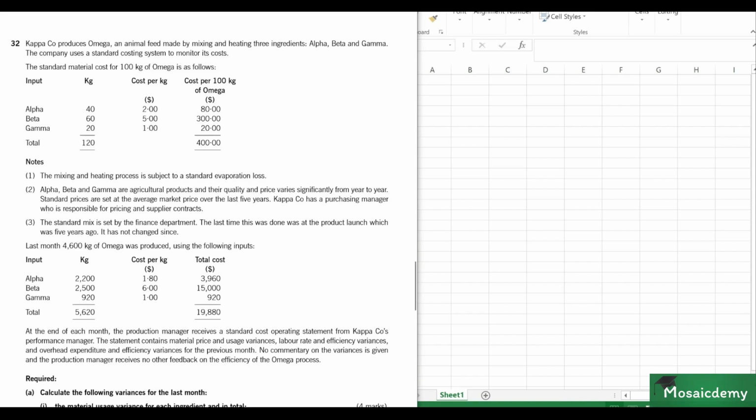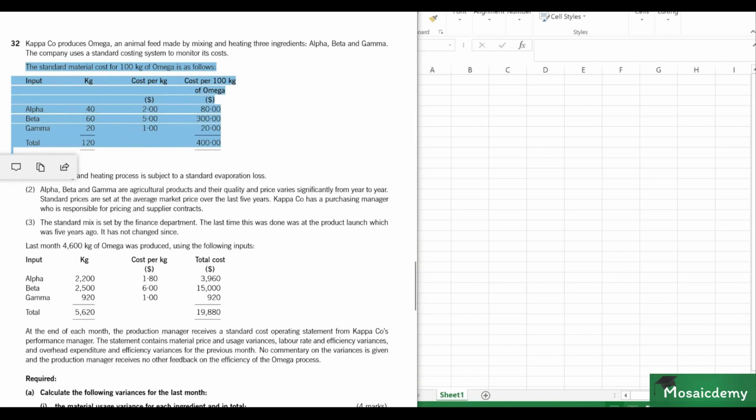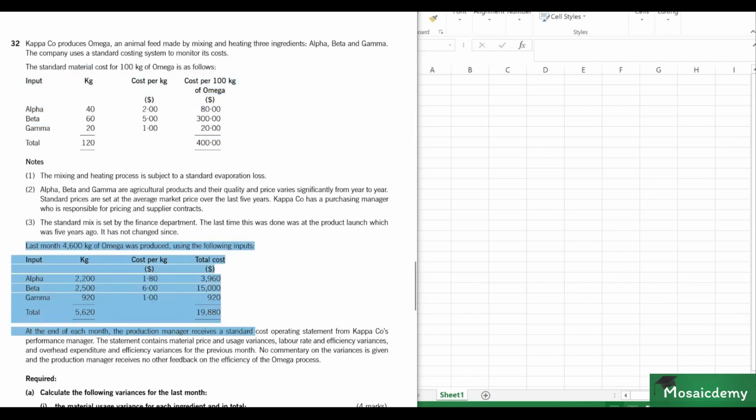Okay, so all of this data is probably for analysis. We don't need to worry too much about it for the calculation. This is what's relevant. So we had the standard information above, as we would with most variance questions, and we'll have the actual information separately, like over here.